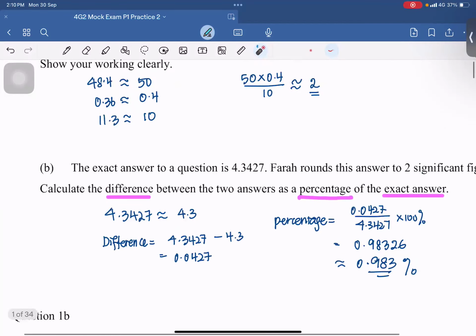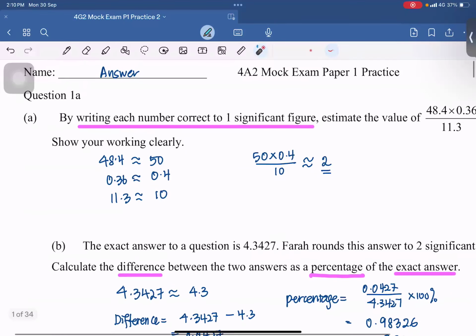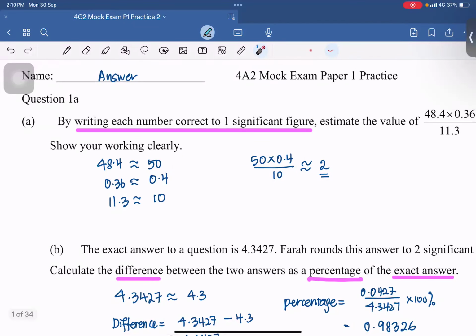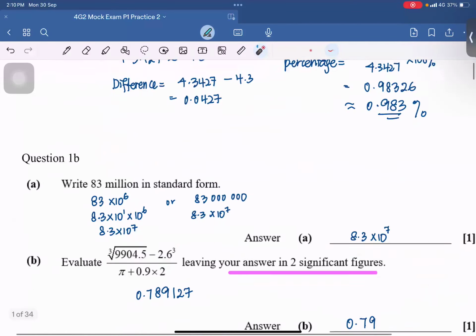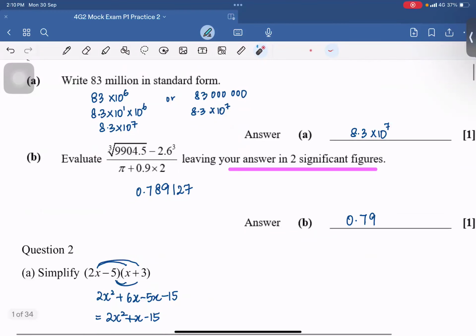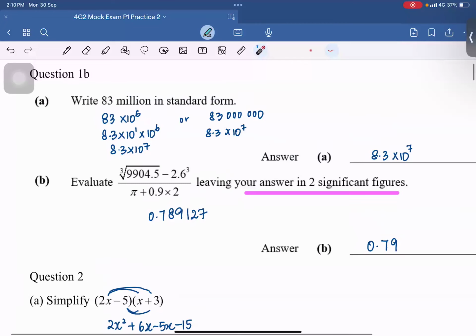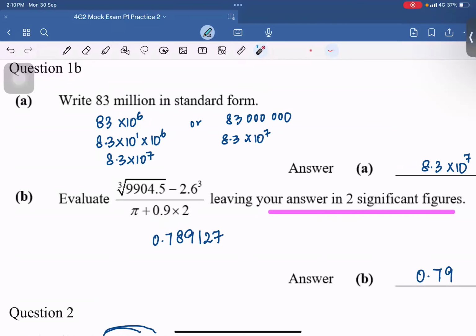Okay, Kimmy, I'll just highlight again. This question over here, the question type is to round off, then do calculation. While the other question over here is to do calculation, then round off. So they are different in terms of the steps of the working. Please take note.